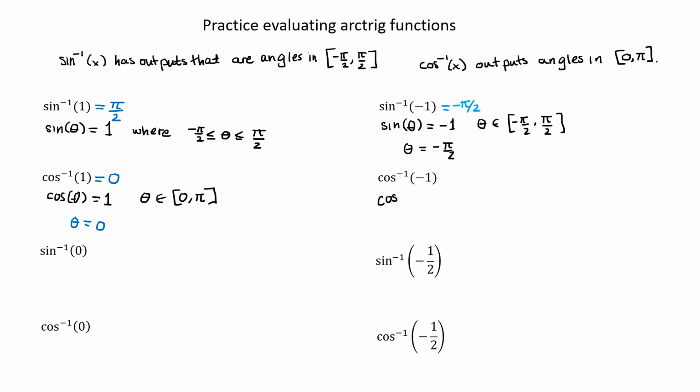For this fourth problem, the inverse cosine of negative 1, we know cosine has output of negative 1, and we want to know the angle that gives us that output. We want our angle to live between 0 and pi. If we think about the graph of cosine, between 0 and pi, we have output of negative 1 exactly at pi. So inverse cosine of negative 1 is equal to pi.